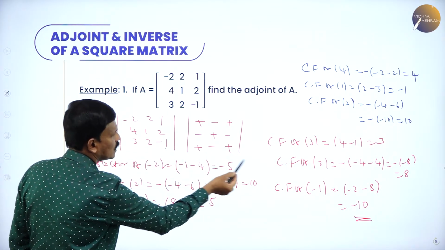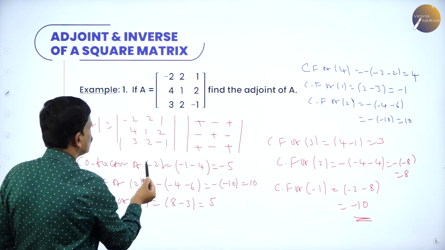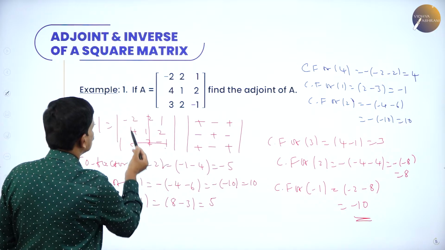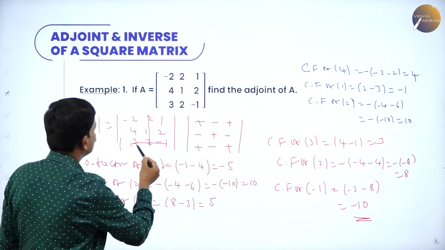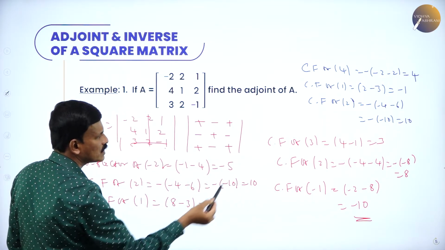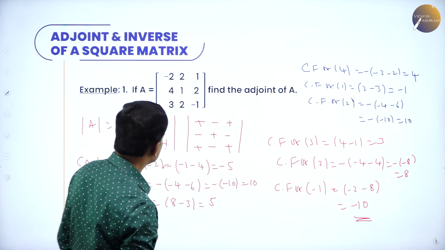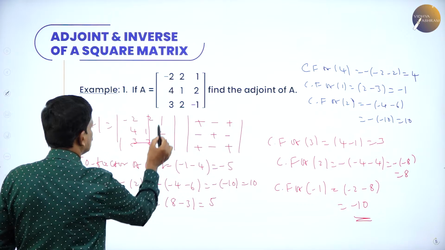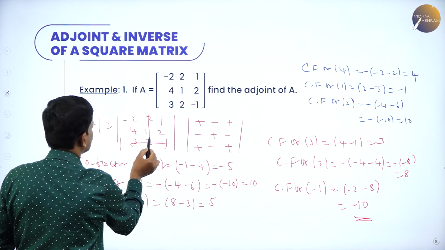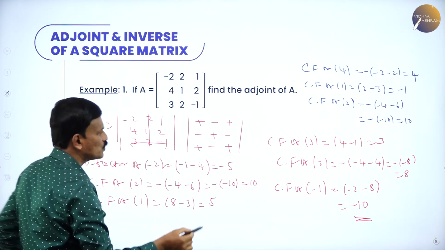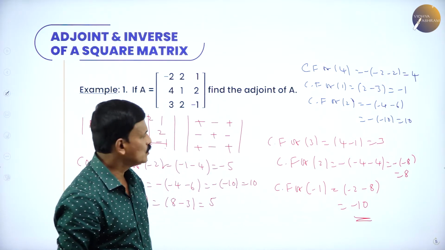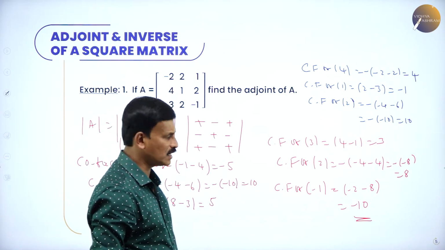Cofactor of 2, it is a negative sign, minus. This row and column is deleted. See, this row and column is gone. So minus 2 2s are 4, minus 4, that's equal to minus of minus 8. Minus of minus is plus 8. And the last element, this 1. So this is gone, minus 1, this is minus 1 into 2 is minus 2, minus 4 2 is 8, minus of minus 2, minus 2 minus 8 is minus 10.